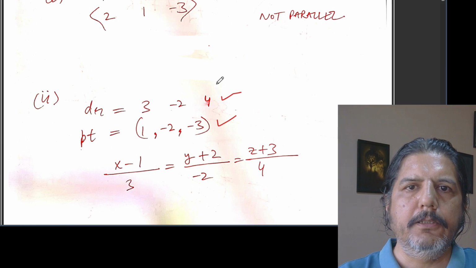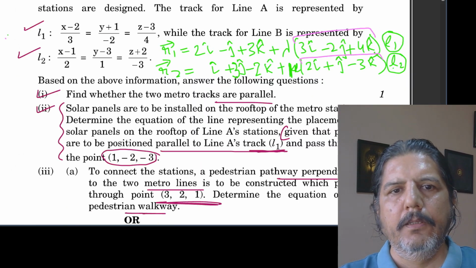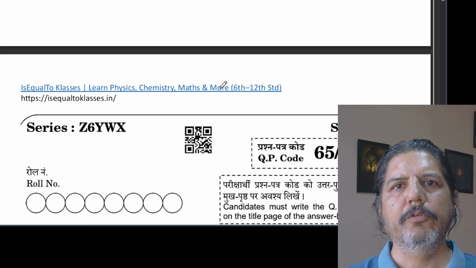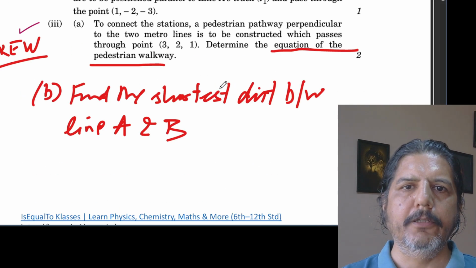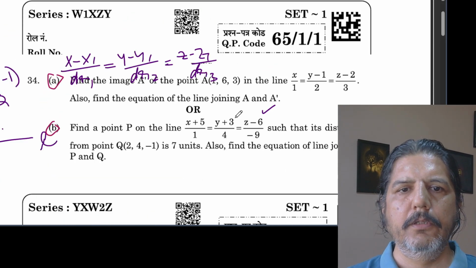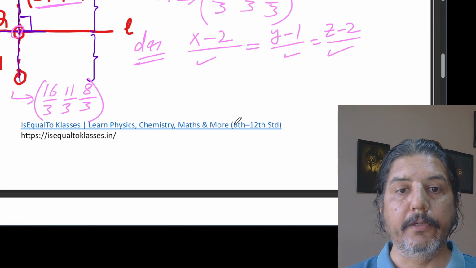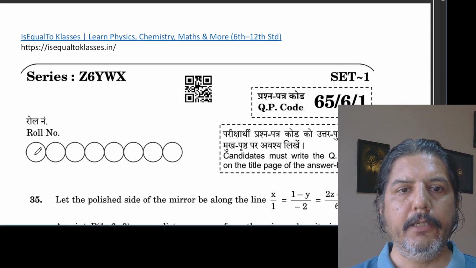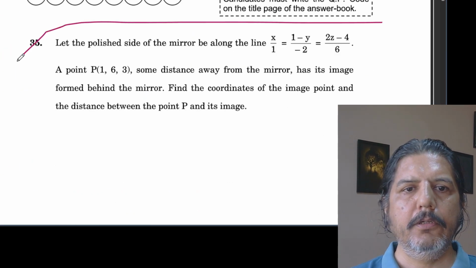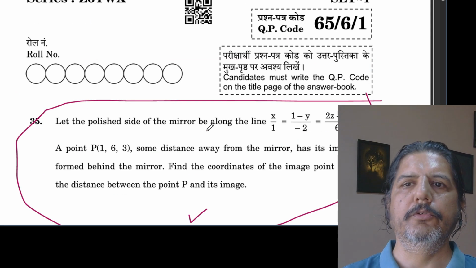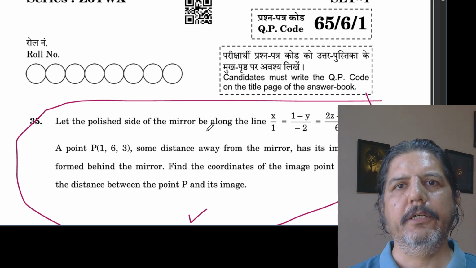I hope this lecture was useful. This was almost a short revision of the 3D chapter. We did this question, then this question, and this metro line question, and you can do this question on your own and share the answer. All these questions are from the 2025 CBSE board exams. So thanks for watching. I hope this was useful.